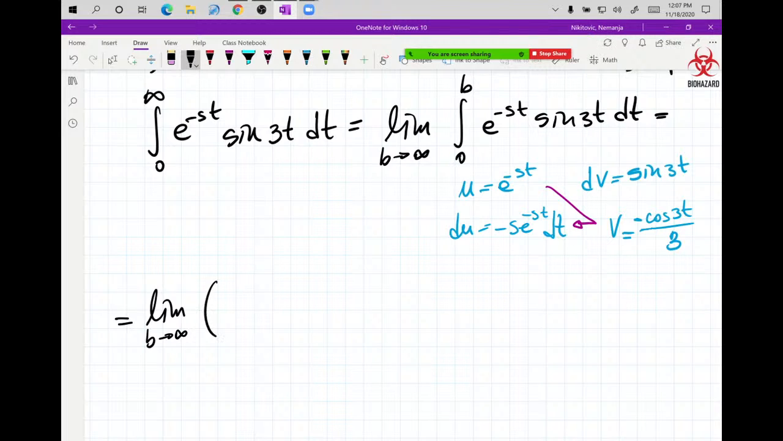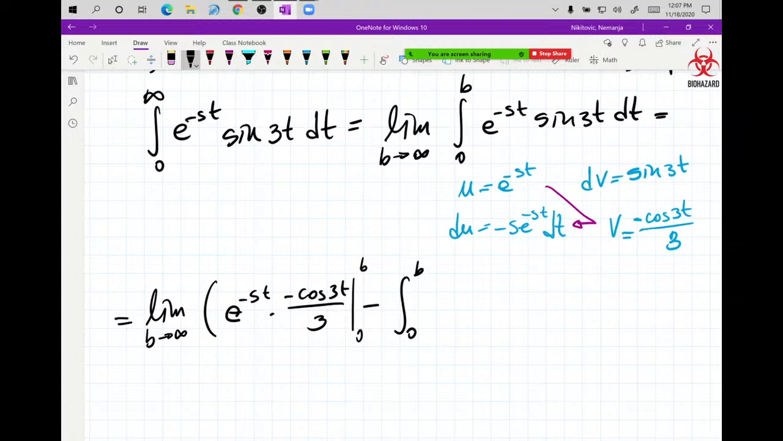All right, let's go. We have e to the negative st times negative cosine 3t over 3, minus the integral 0 to b. This is computed 0 to b. Minus the integral 0 to b. And then we have this negative, and the formula negative. That's 3 negative signs. So it just stays negative, but I don't have to write these ones. And I get s e to the negative st times cosine 3t over 3 dt.